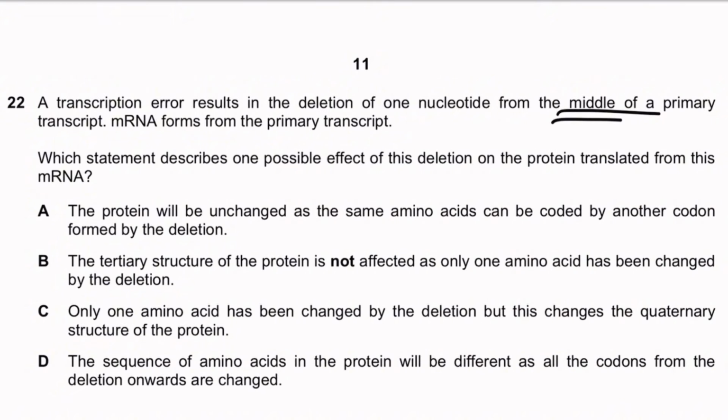The tertiary structure of the protein is not affected as only one amino acid has been changed by the deletion. The protein will be unchanged as the same amino acids can be coded by another codon formed by the deletion. The sequencing of amino acids will be different as the codons from the deletion onwards are changed. This is exactly what I'm talking about.